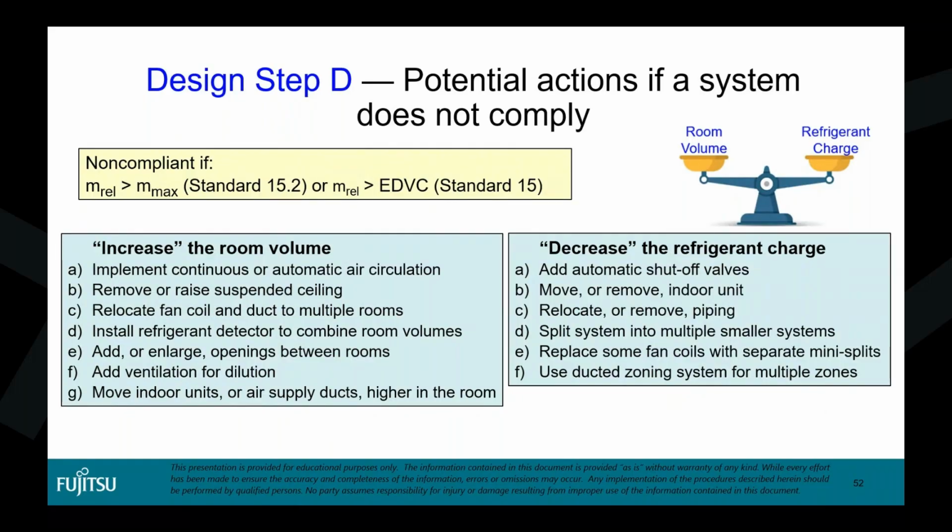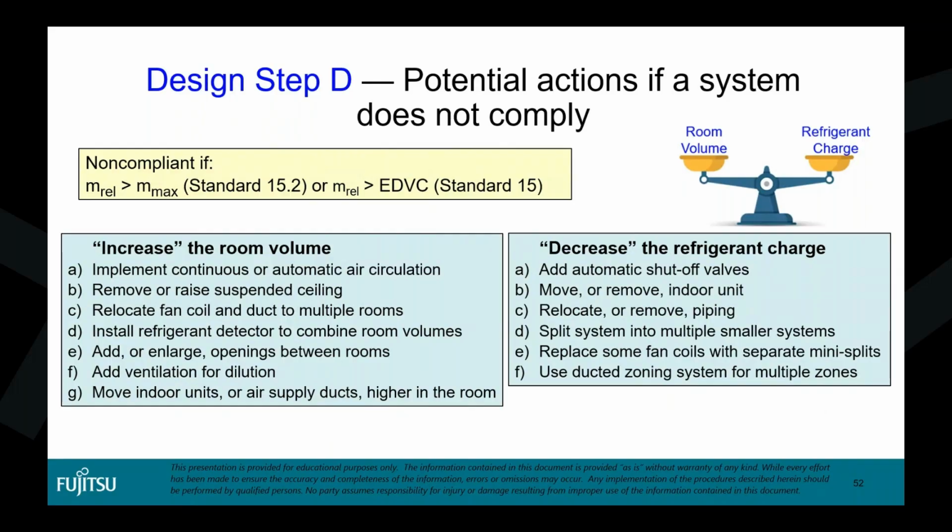And there are ways, if you look at the left, to increase the room volume. You can have automatic air circulation, remove or raise that suspended ceiling we looked at, move a fan coil, or perhaps duct it to multiple rooms. Put in the refrigerant detector, and they will combine room volumes. We saw that on one slide too. Or we can add or enlarge that opening between the rooms, and we saw how we calculated that, or we could put in that door passageway. Add ventilation for dilution. We also saw the factors for how much you can gain if you have ventilation.